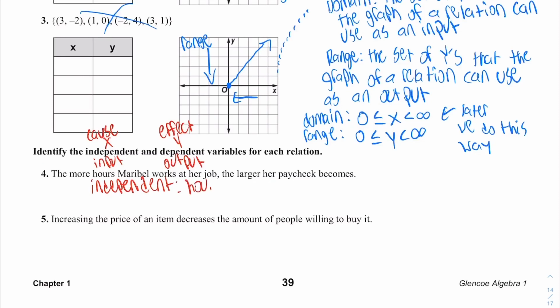are the hours worked. The dependent then will be the paycheck.